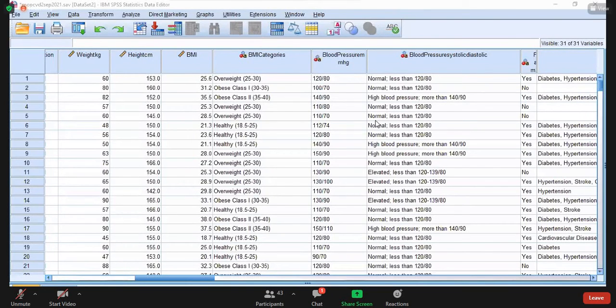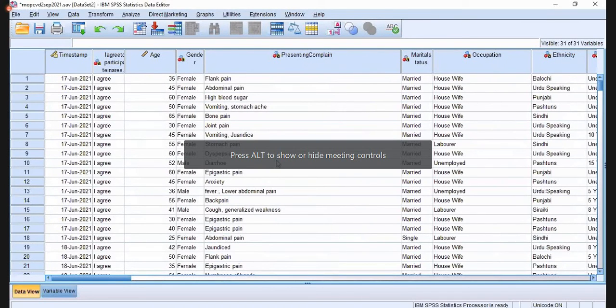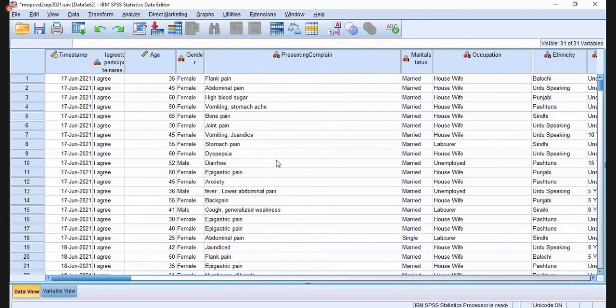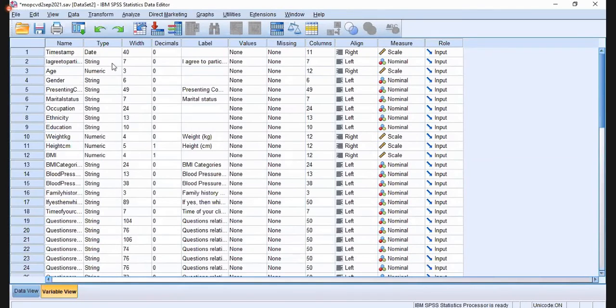So here you can see the SPSS interface, and this is real data. Data I just downloaded, which were collected by my student in June 2021, and they just finished the data collection now. So we have age, gender, and other variables in our data file. And you can see the type of data here, nominal or ordinal or scale data.